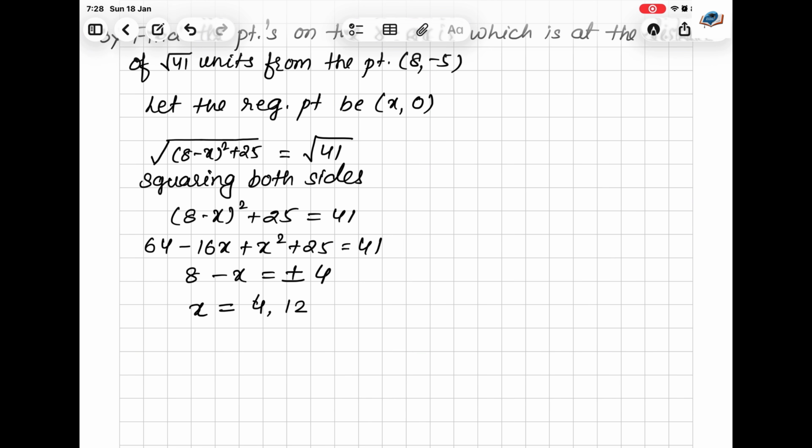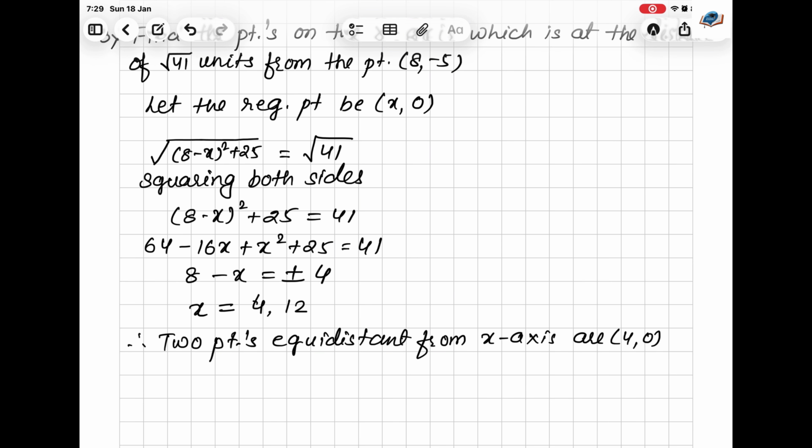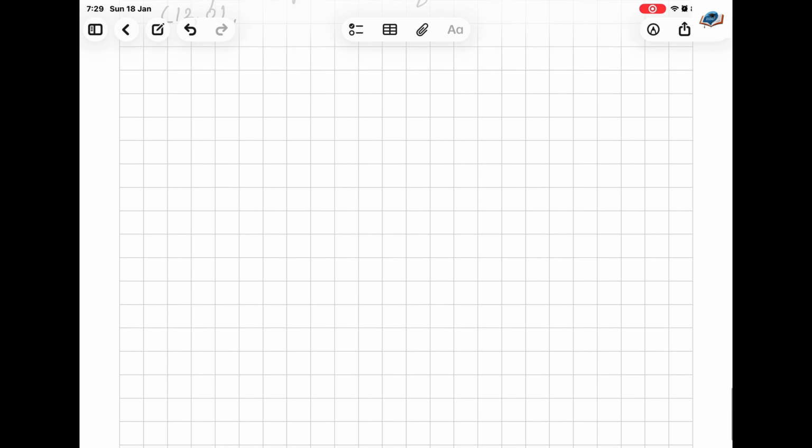So therefore the 2 points equidistant from x-axis are (4, 0) and (12, 0). Then after that, let us discuss the fourth question.